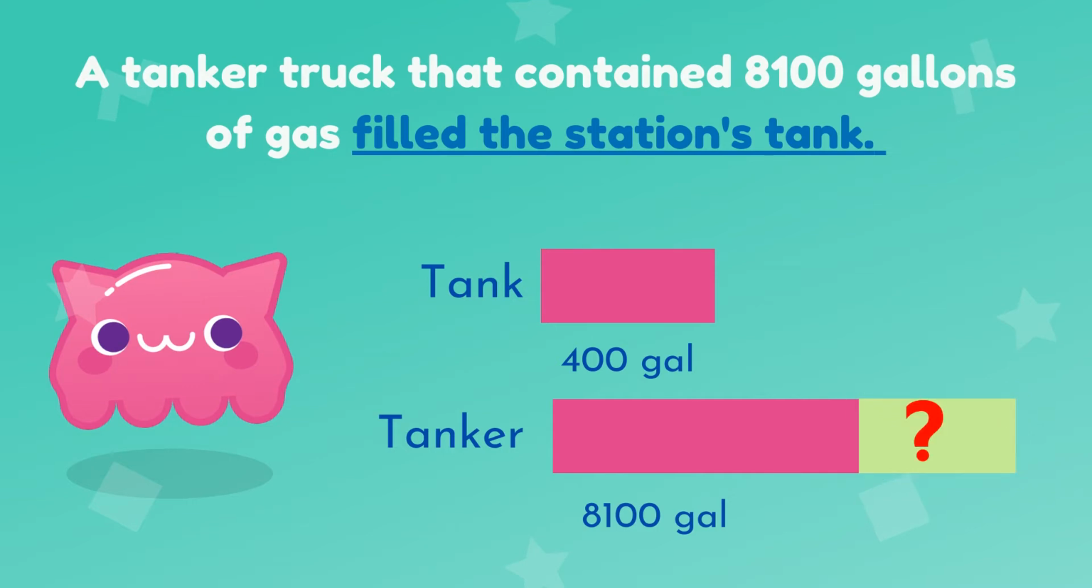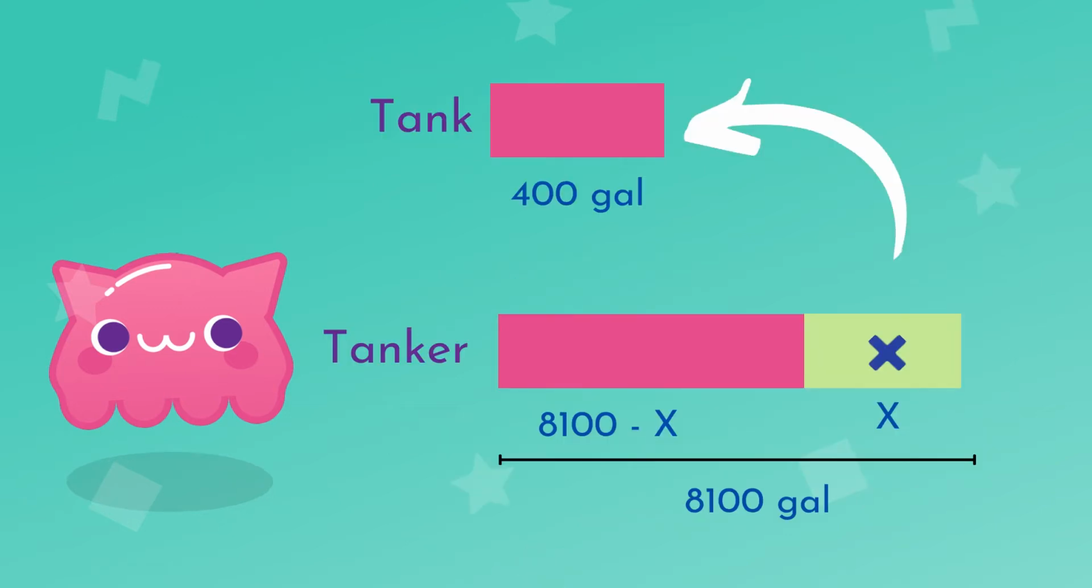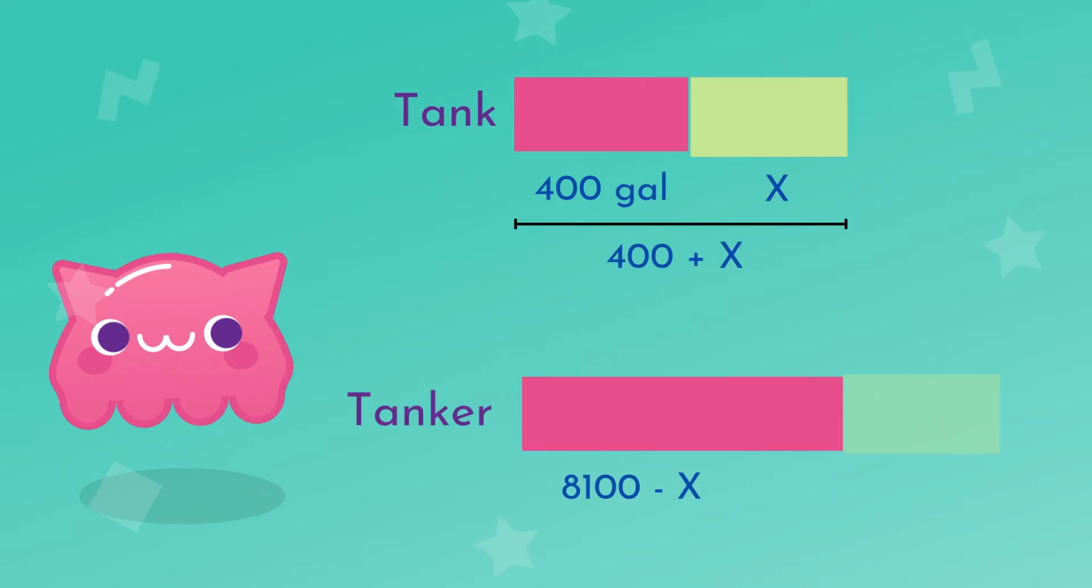Rule number 2. When you don't know the value, mark it as X. So now X is filled in the tank. And hence, X is added to the tank. So now, the tank will have 400 plus X. And the tanker will have 8,100 minus X gallons. Cool! Now let's go to the next part of the question.